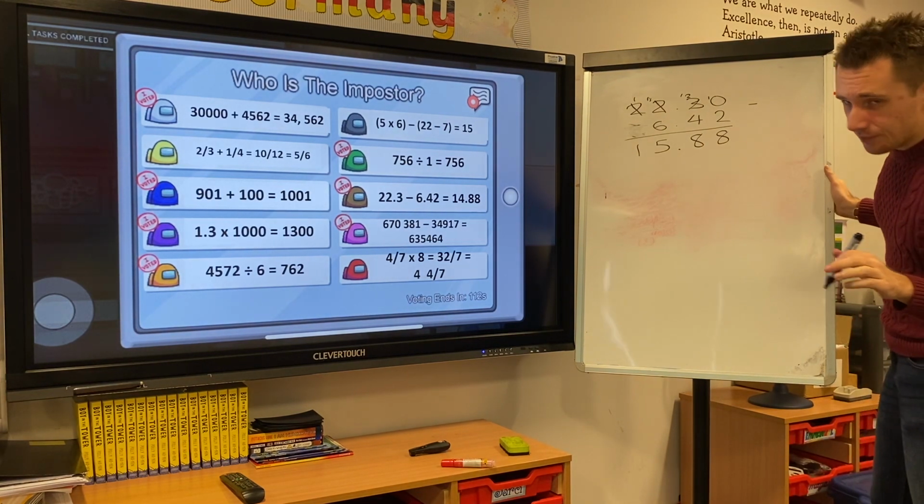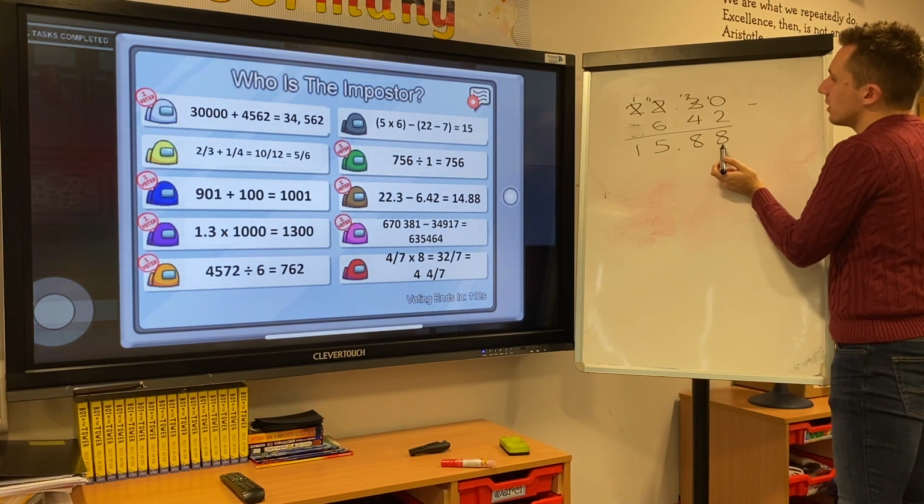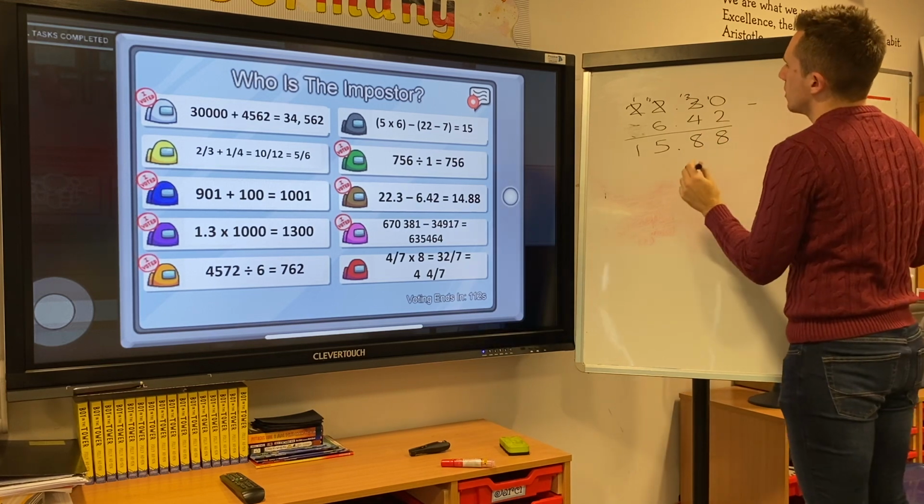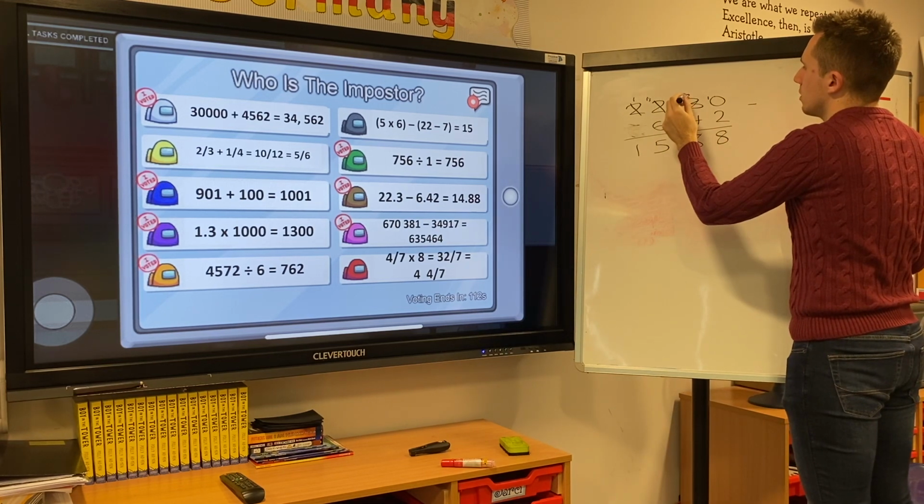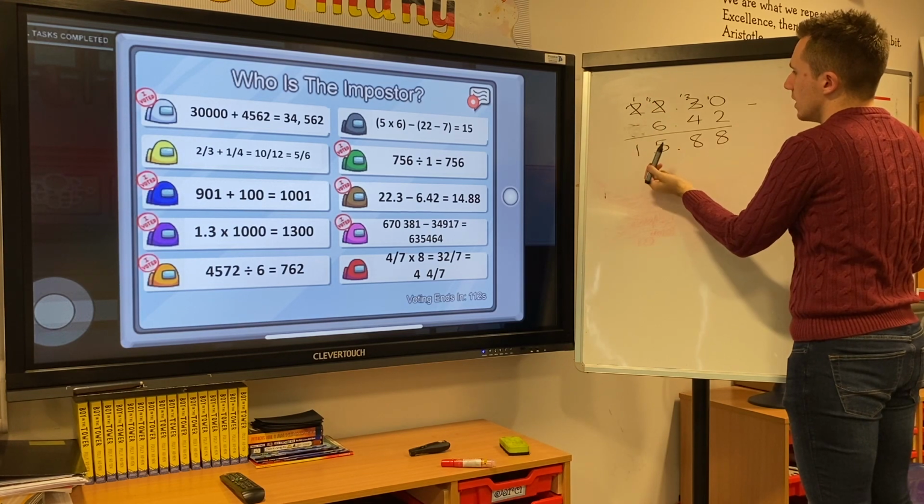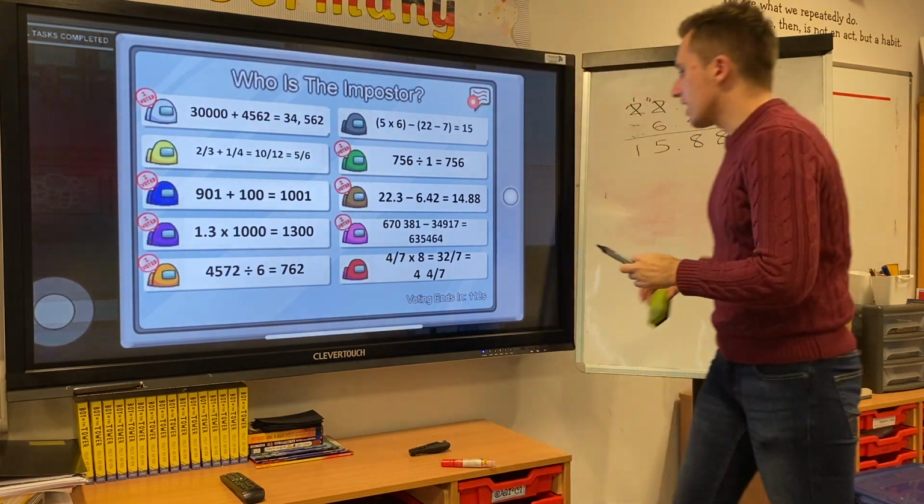Let's double check. 10 take away 2 is 8. That's fine. That became a 2. 12 take away 4 is 8. That's fine. That was a 1. 11 take away 6 is 5. Yeah, so that one is an imposter. Next one.